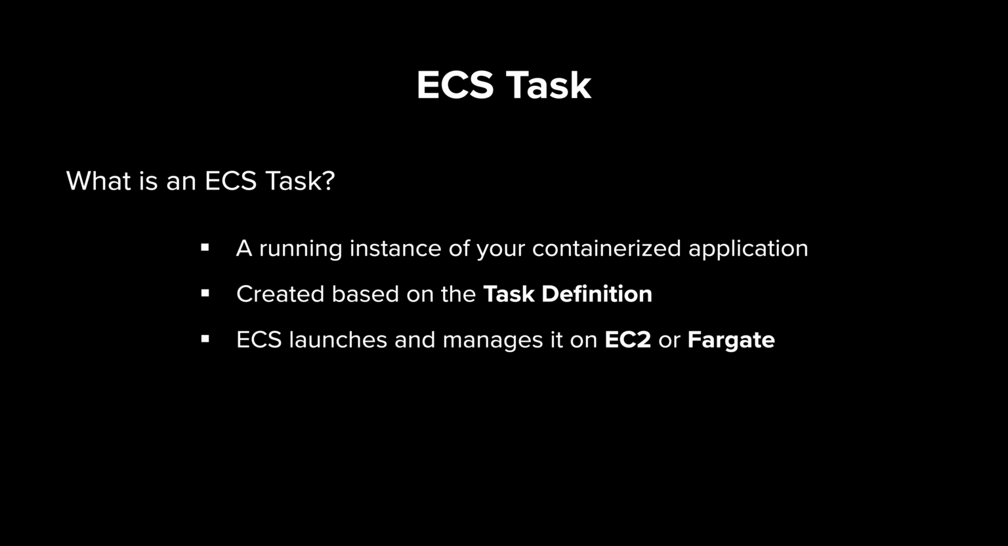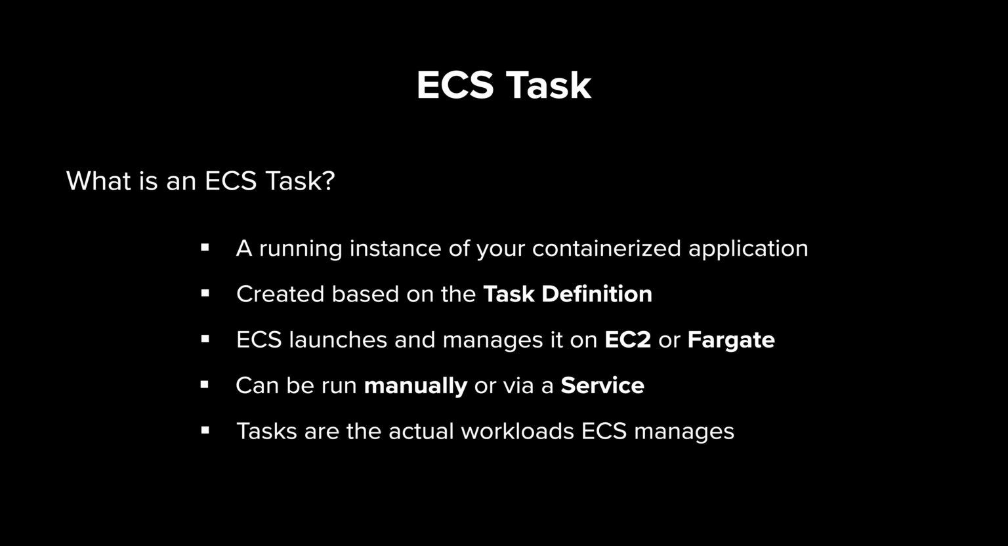When you start a task, ECS will automatically place it on the compute platform you chose, either your EC2 instances or with Fargate. ECS handles the deployment and keeps track of the task status. You have the flexibility to run tasks manually for things like one-off jobs or testing. Or, you can use an ECS service to keep your tasks running continuously. ECS will automatically restart them if they fail and manage scaling for you. At the end of the day, tasks are what ECS is really running and managing. They are the actual workloads, the containers doing the work inside your infrastructure.